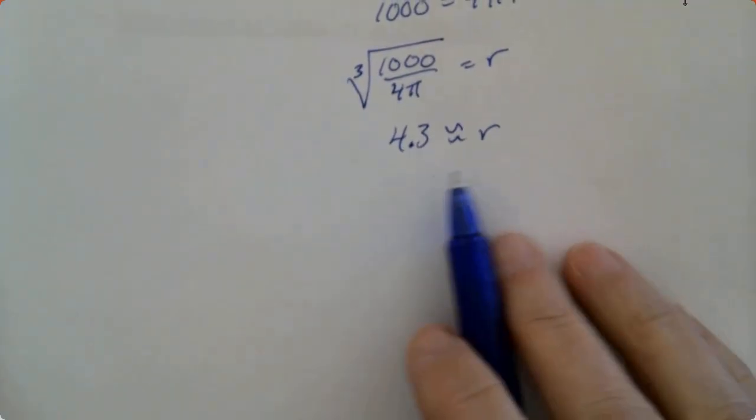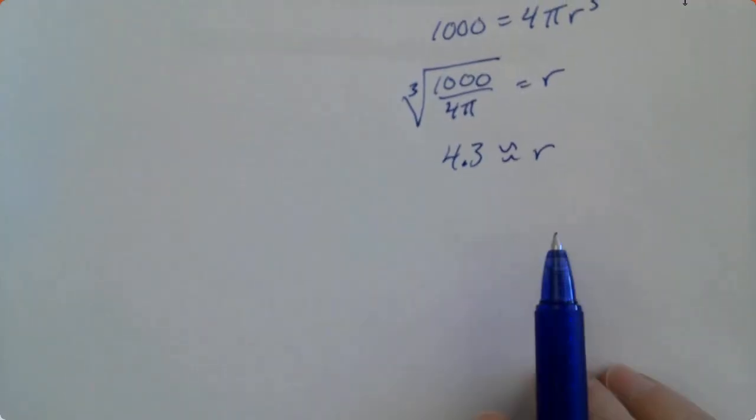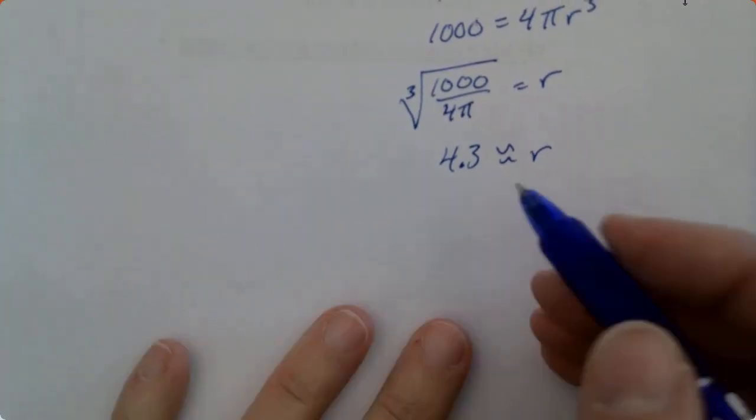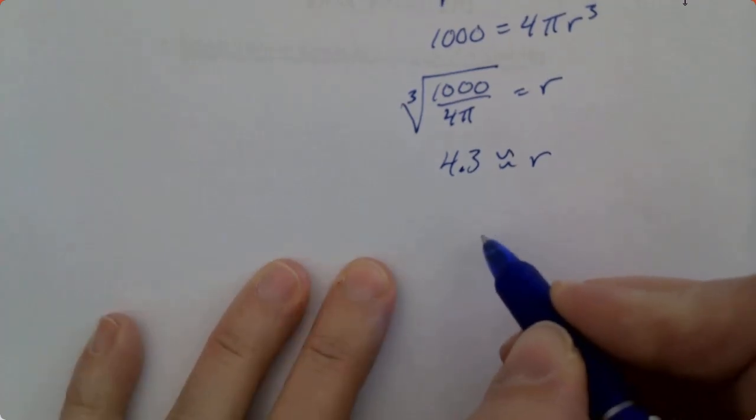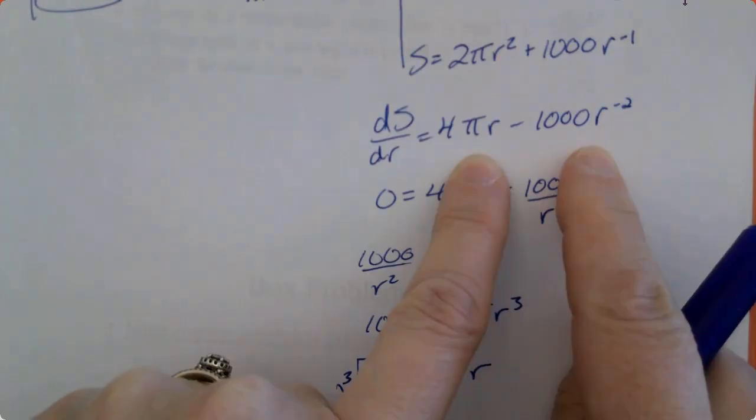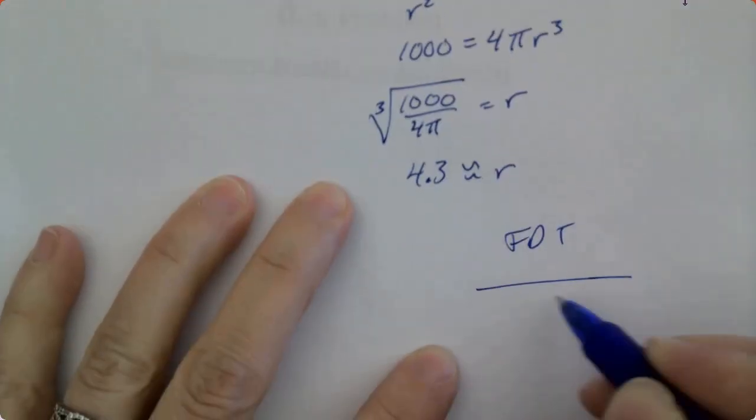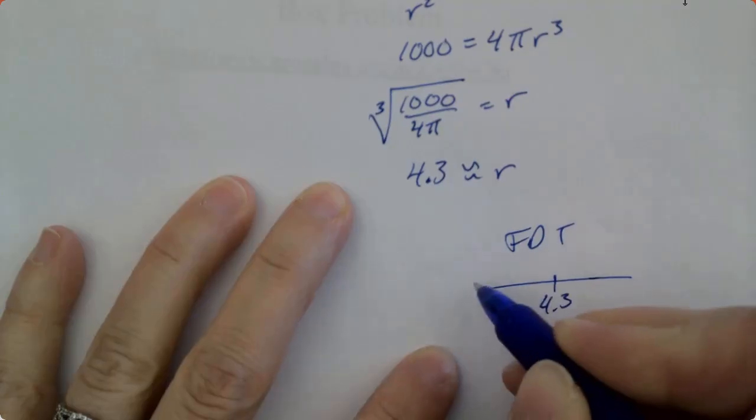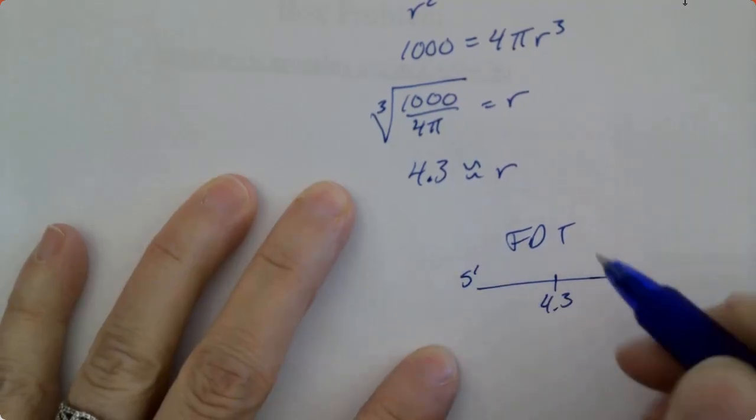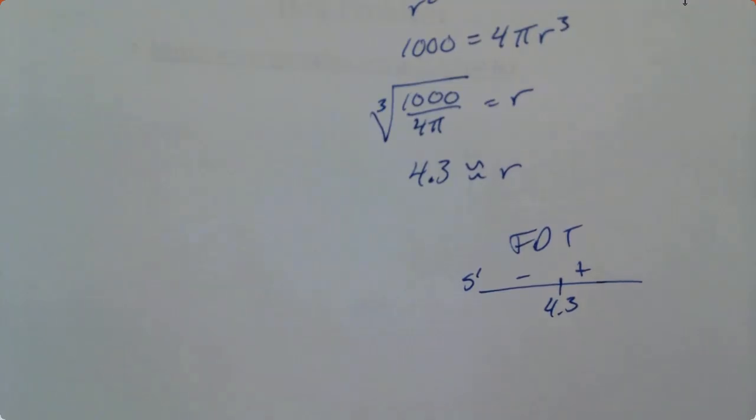If we ended up with 2 reasonable values for r, then yeah, you would need to figure out which one is going to minimize your material. But since we only have one value here, that one is going to be the value that gives you the minimum surface area. You could confirm it by going back up here and finding the second derivative and doing the second derivative test. You can do the first derivative test, put 4.3 into a number line, test values into your first derivative, and it's going to end up being negative and then positive. So it is going to be the minimum. But if you end up not writing that down, I'm not going to freak out about it.